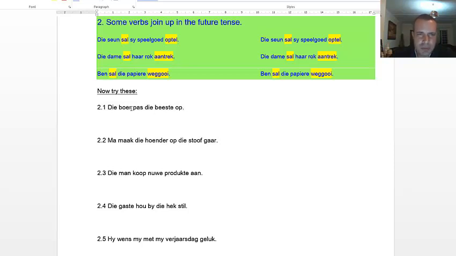Okay, so: Die boer pas die beeste op. The farmer is pas op, which means he looks after the cattle, beeste. He cares for the cattle. Okay, so now you see, ooh, that thing looks like a preposition, so I think this should join. If you're thinking that way, you're right. It should join, and there you can put in your sol.